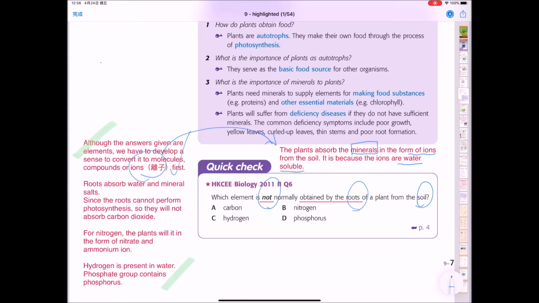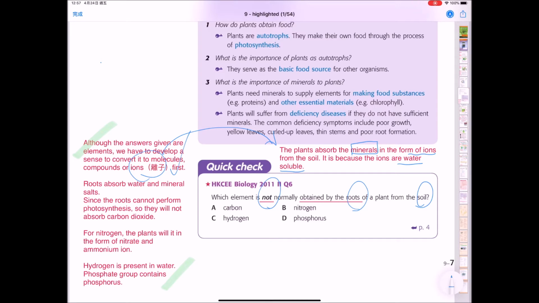And this concept is just like in chapter 6 when we talk about absorption. After digestion, we break down the food from complex to simple, from large to small, and also from insoluble to become water soluble. No matter if it is water soluble or fat soluble, once they are soluble, then we can absorb it. So for the root, when they absorb minerals, that's why we need to convert it into ion form first, and then we go through the answer one by one now.